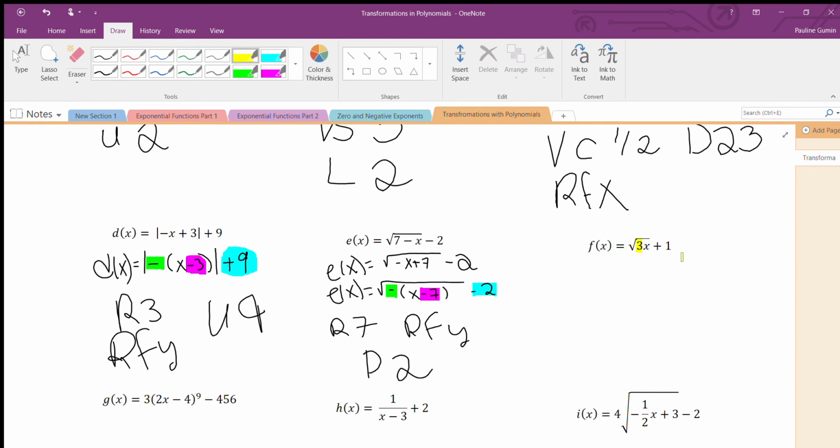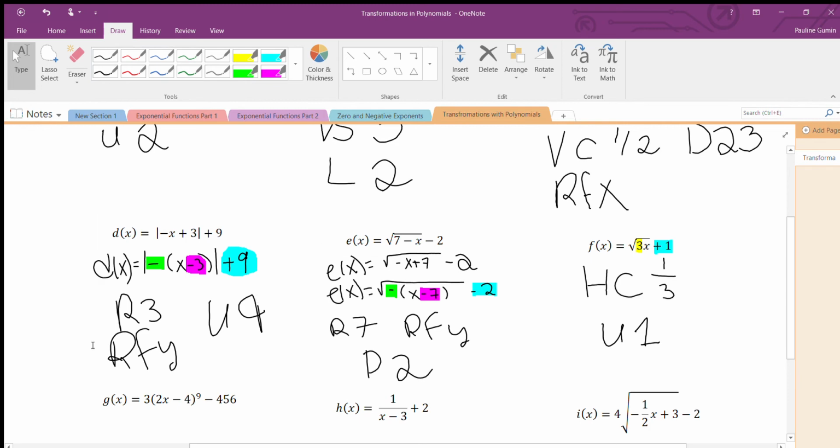So if it's backwards, 3 is larger than 1. So actually, this is a horizontal compression. And you'd be dividing by 3. So it's actually a horizontal compression by 1/3. Okay. And there's only plus 1 up here, which is up 1.